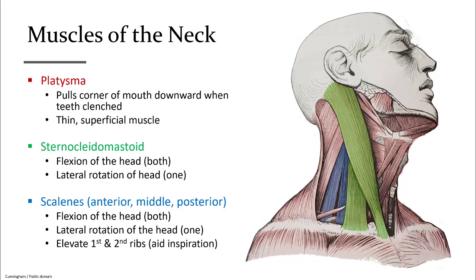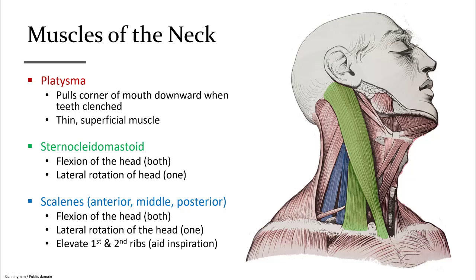The sternocleidomastoid muscle starts from the mastoid process of the temporal bone and splits into two heads as it descends, attaching to the medial part of the clavicle and the manubrium of the sternum. When one side is activated, it causes the head to turn toward that side. When both sides are activated, it causes the head to flex forward.